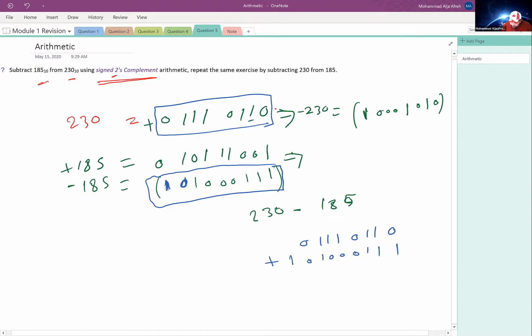Okay, am I missing one number here? Yeah, I'm missing this one. So that means here I have another one. Okay. So 0, 1, 1, 0, 0, 1, 1, 1, and 0 plus. So it will be 1, 1, 1, 0, 0, and 0, and 1, 0, 1.